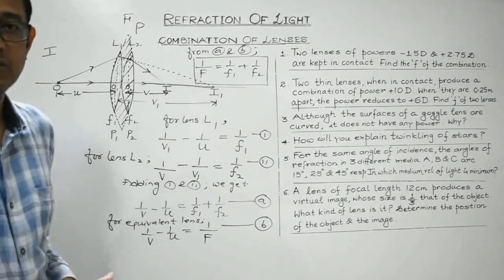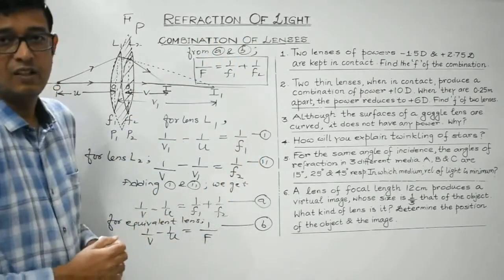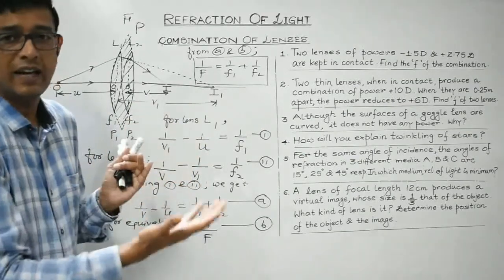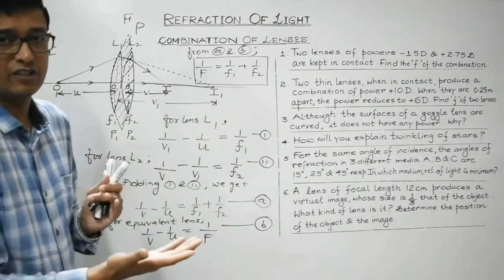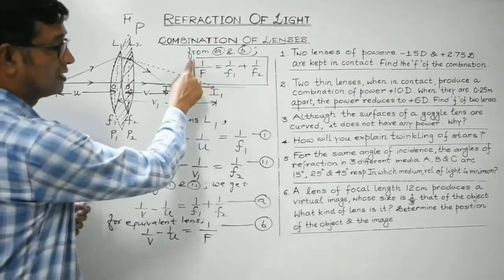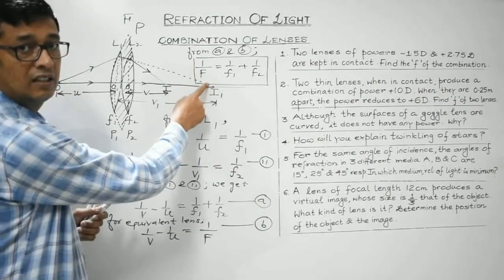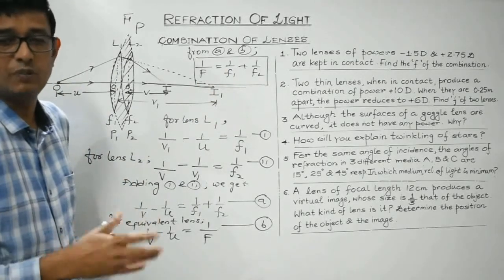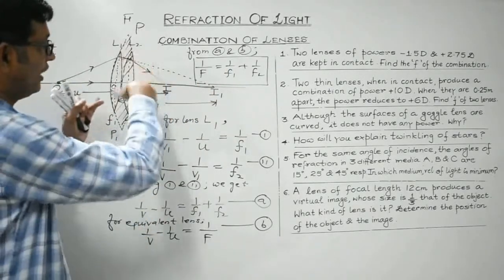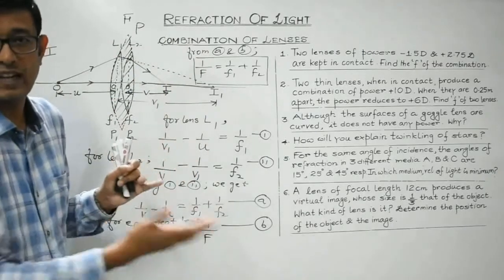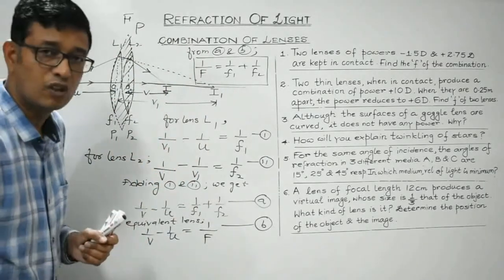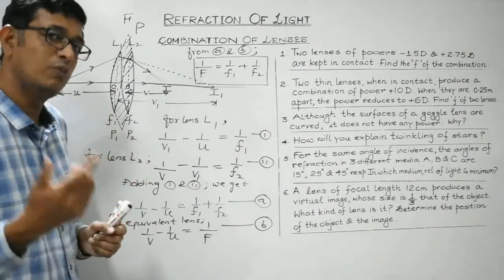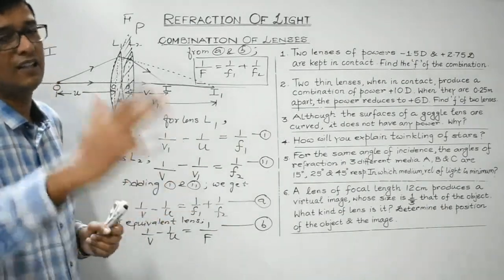So students, I must repeat the conclusion of this article. Whenever there are two lenses, whether converging or diverging, or a combination of converging and diverging, then the resultant focal length is given by this particular formula: 1 by F is equal to 1 by F1 plus 1 by F2. In case of n lenses connected in contact with each other, the resultant focal length would be given by 1 by capital F is equal to 1 by F1 plus 1 by F2 plus 1 by F3 plus 1 by F4 and so on.